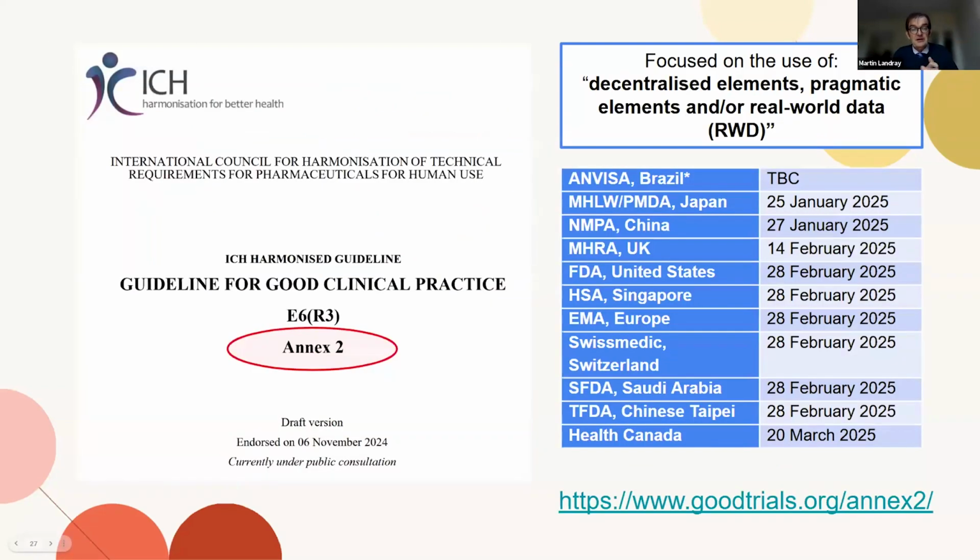So this Annex 2 is really tackling the sort of new types of trials, which are so-called decentralized elements. Personally, I don't like the phrase, but essentially what that's saying is that not all aspects of a clinical trial need to happen with the patient in a clinical trial site. Some might be done by the patient at home. Some might be done by the patient going to a community facility. There are other ways of doing these things.